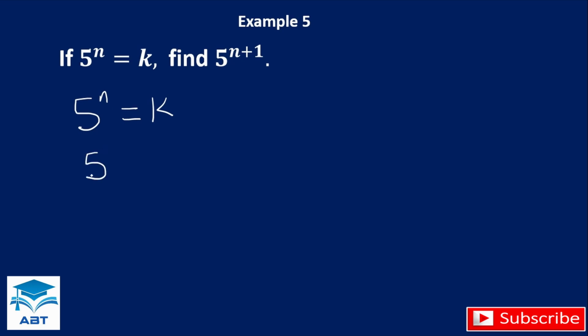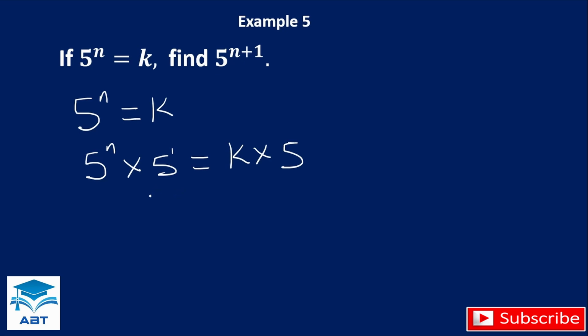Example 5. If 5 exponent n is equal to k, find 5 exponent n plus 1. 5 exponent n is equal to k. Let's multiply each side of the equation by 5. So we have 5 exponent n times 5 is equal to k times 5. And 5 can be written as 5 exponent 1.